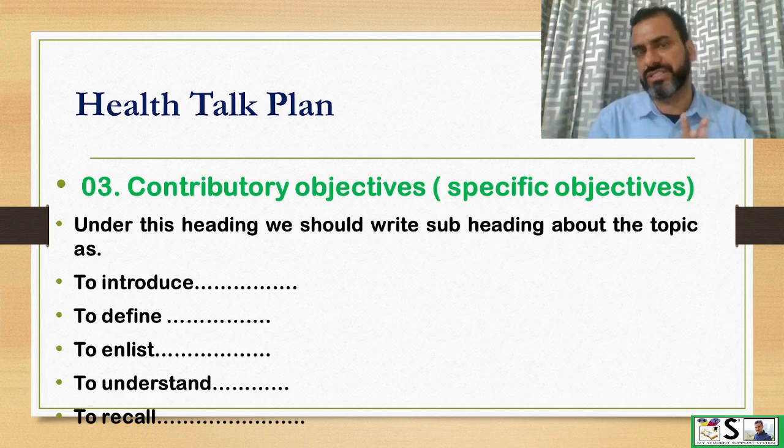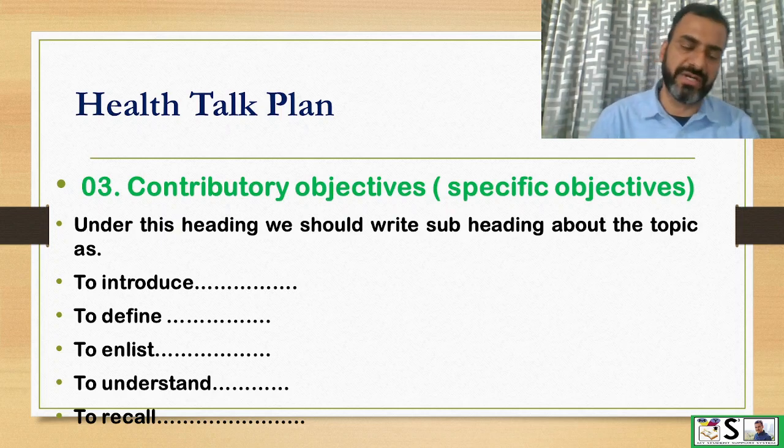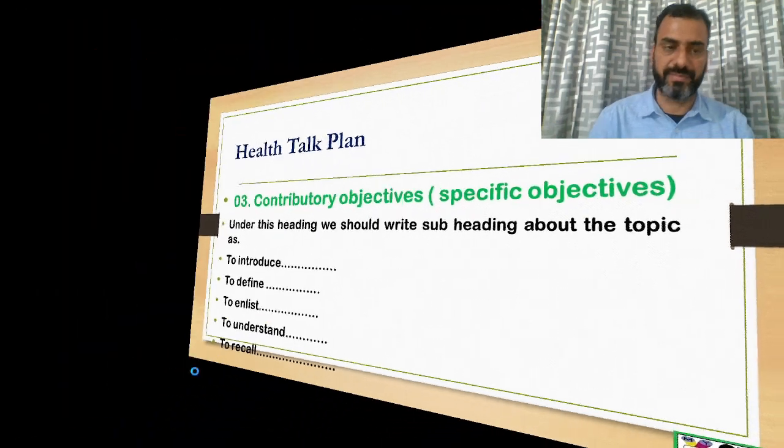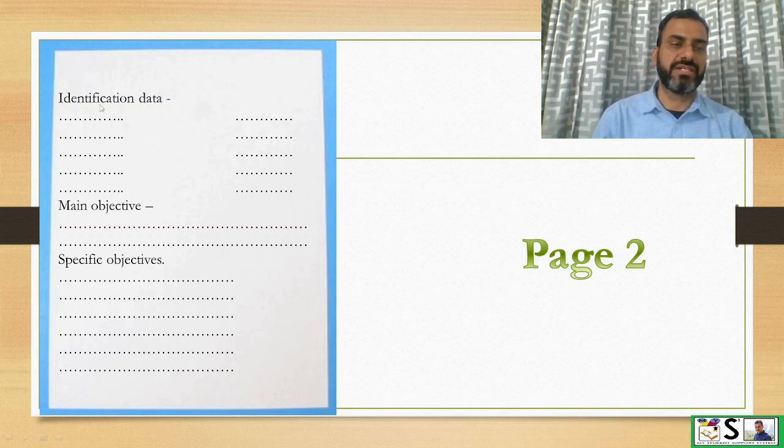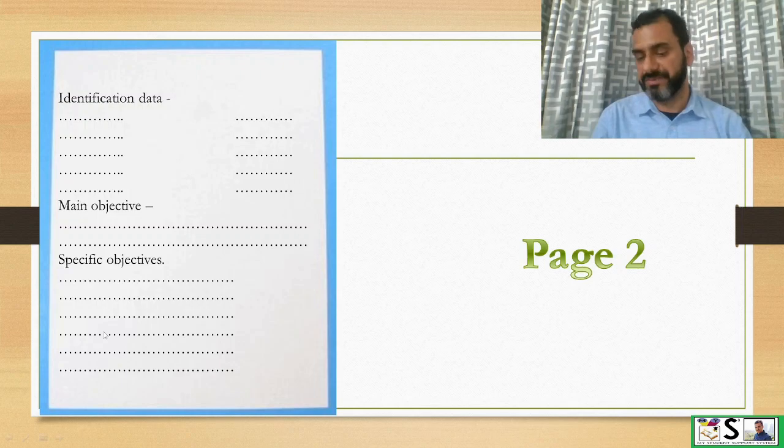So all the subtopics are covered, including definition, clinical manifestations, diagnostic investigations, treatment, preventive measures. All points should be covered, and we will write separate specific objectives. Then your second page will look like this: identification data, main objective 1 and specific objectives many.